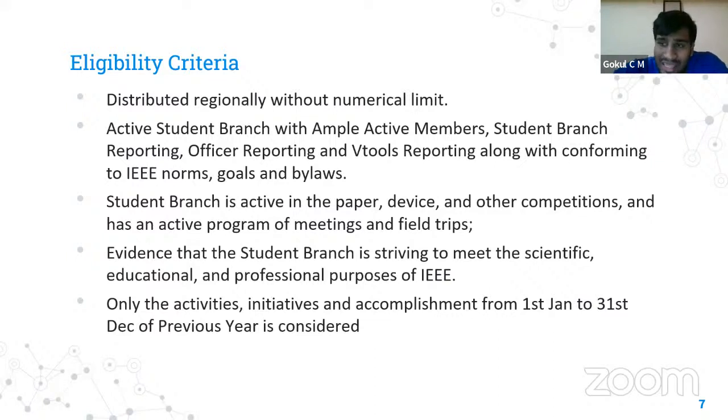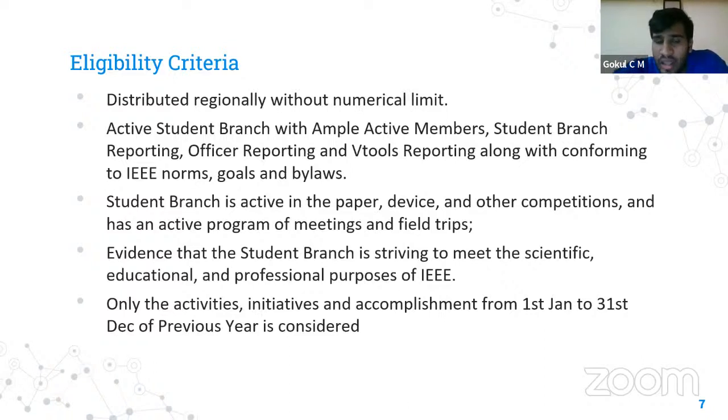So if you have this basic minimum criteria, you will be considered as an active SB, and only active SBs will be eligible for this award. A dormant SB can apply for this award, but you won't receive the award because your nomination at the end of the day is not eligible. Then you have to do the student branch reporting, which is done every year. I hope all of this was discussed in the earlier sessions.